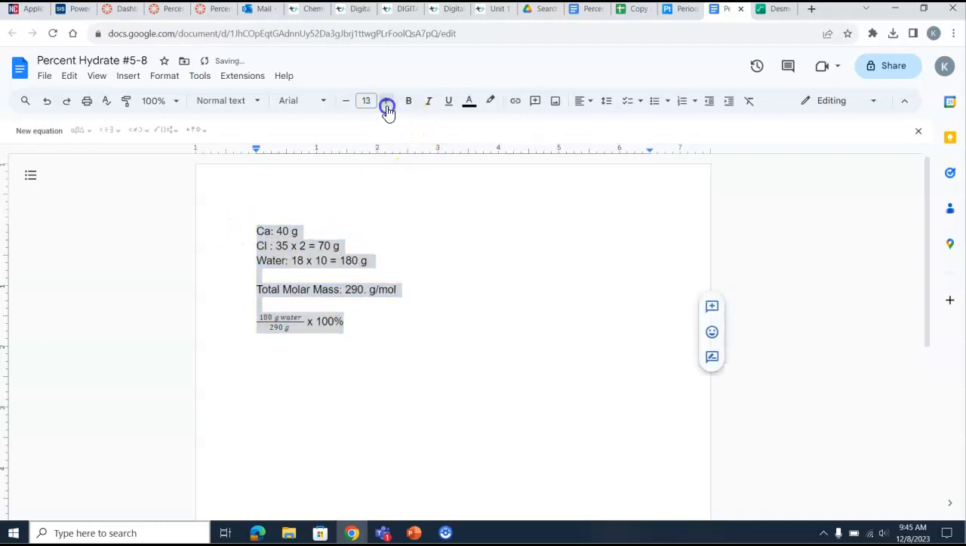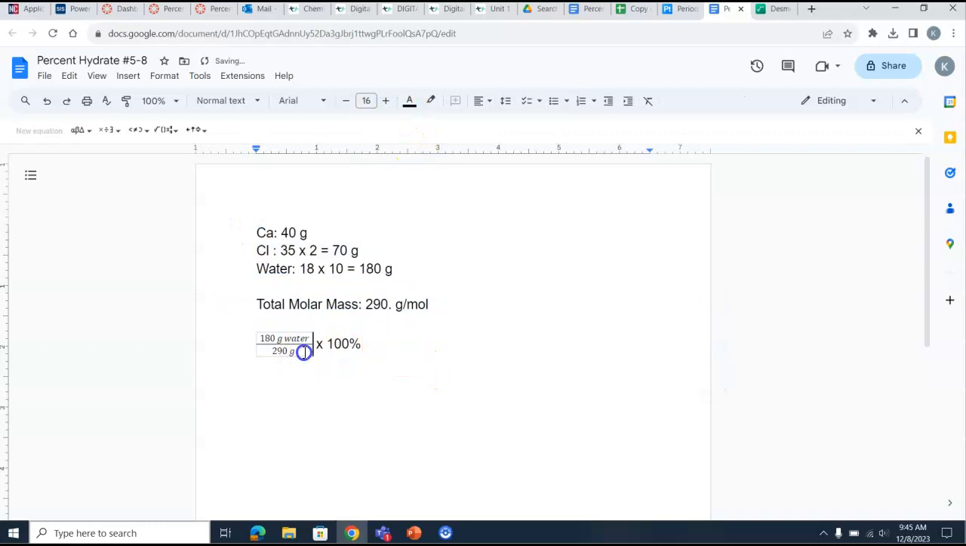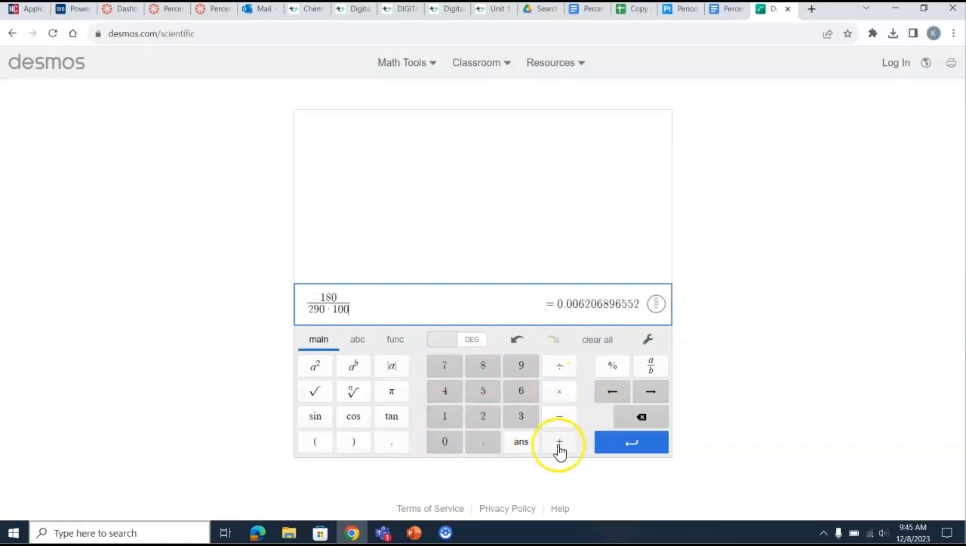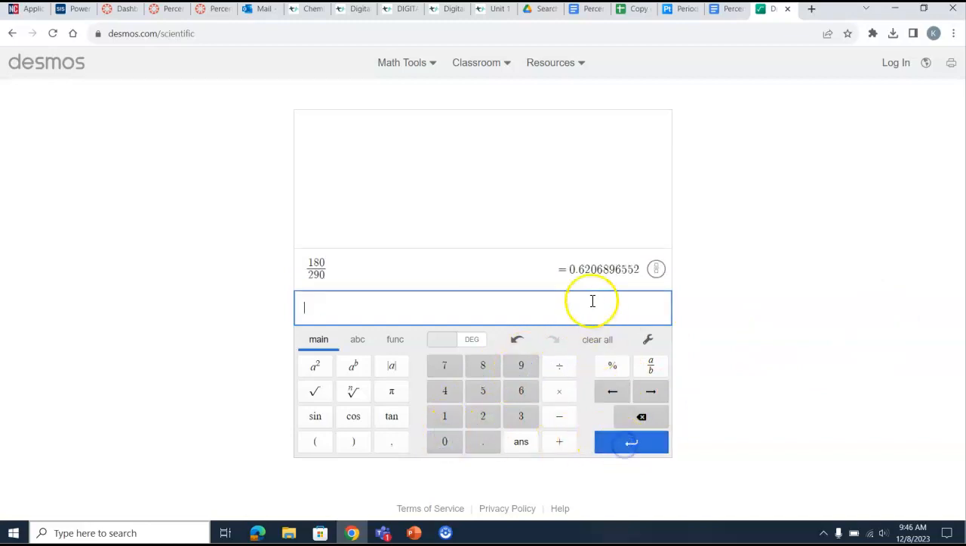I'm going to make this a little bit bigger. So it'll be 180 divided by 290 times 100%. Sorry. 180 divided by 290 is going to give us 0.6206. But of course, if we multiply that by 100, that'll be 62%.